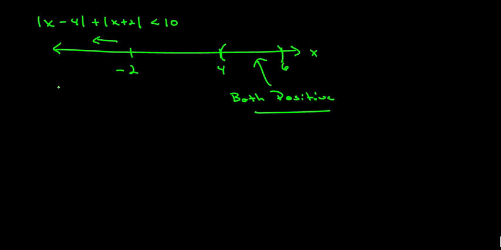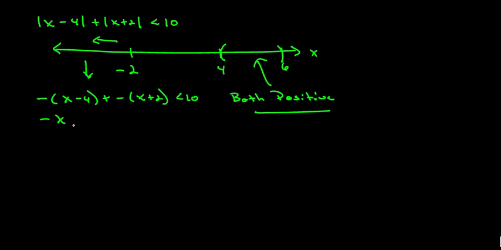So what that means is that over here, since both of these are negative, the absolute values of them are equal to the opposites, just using the definition of absolute value. Now we want those guys to be less than 10.